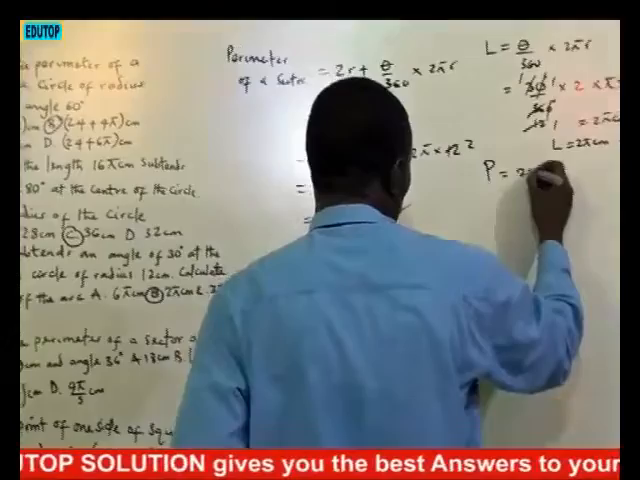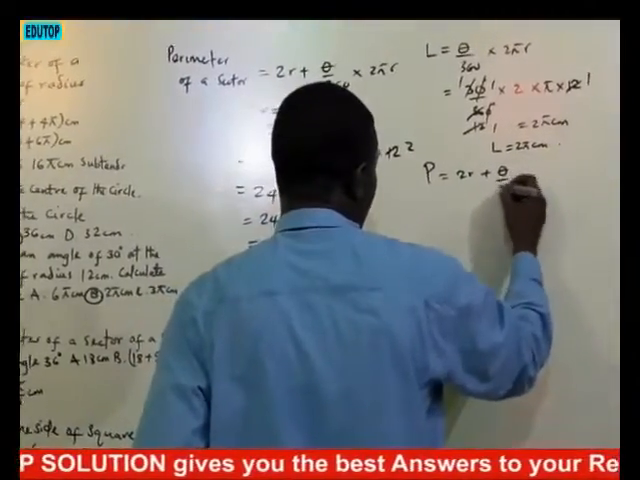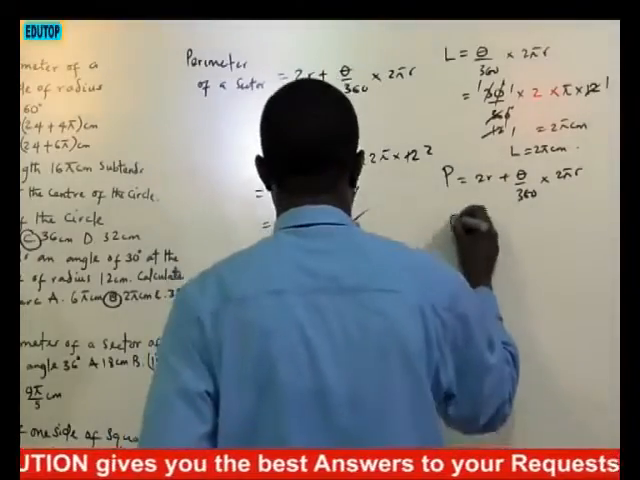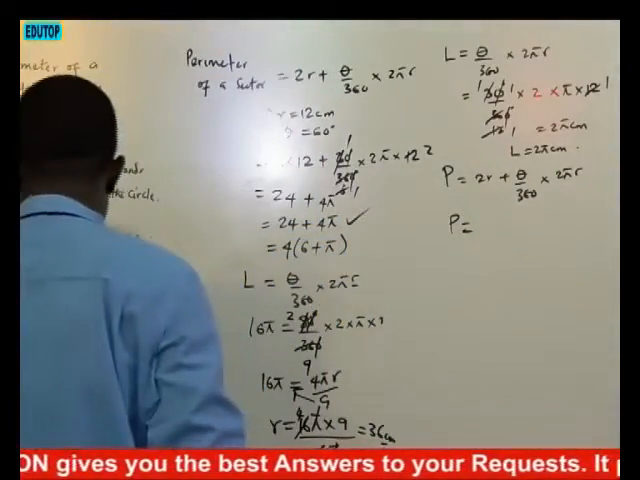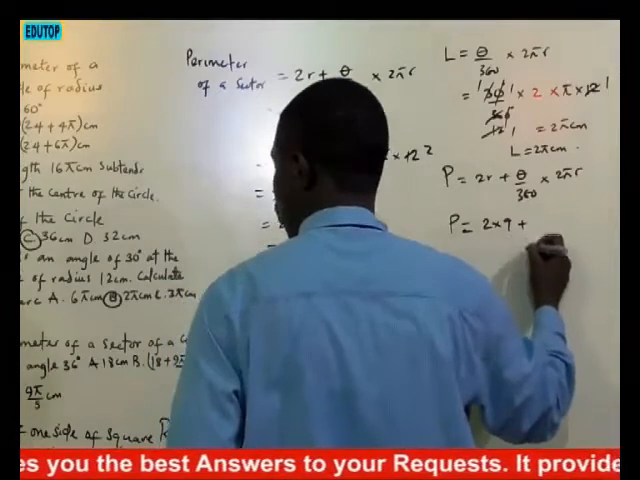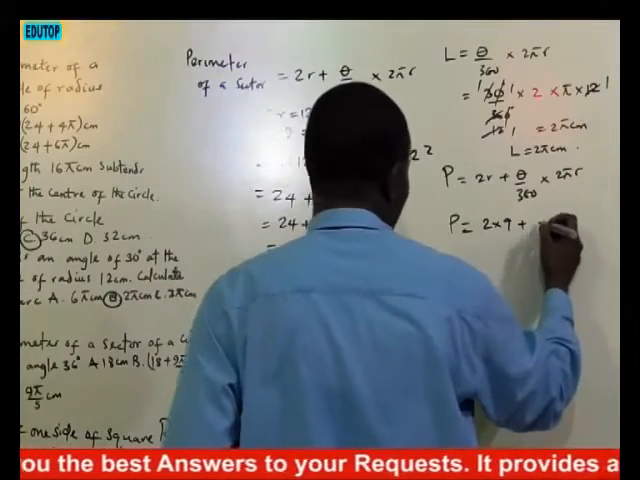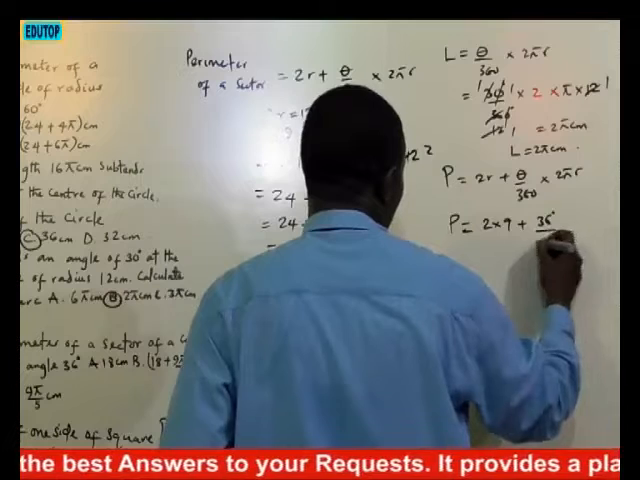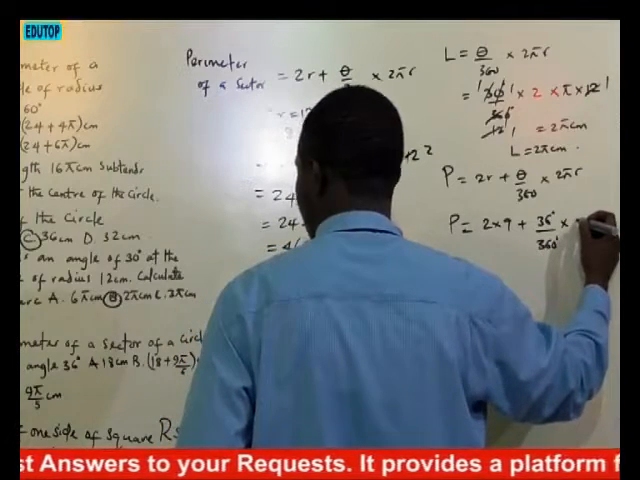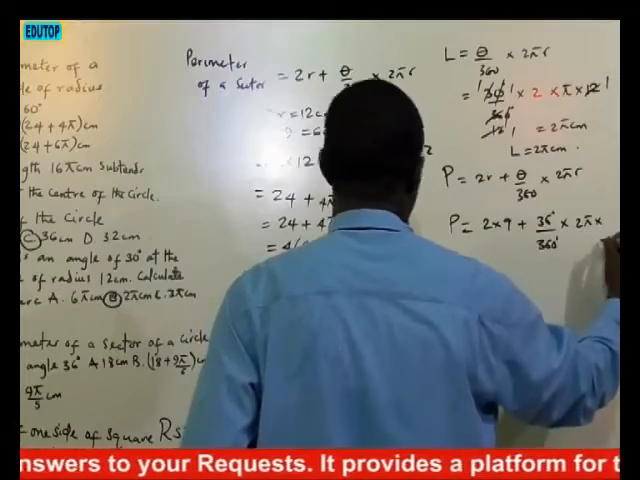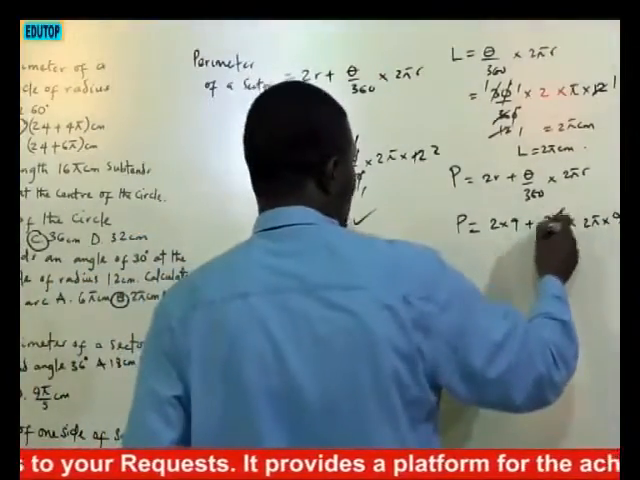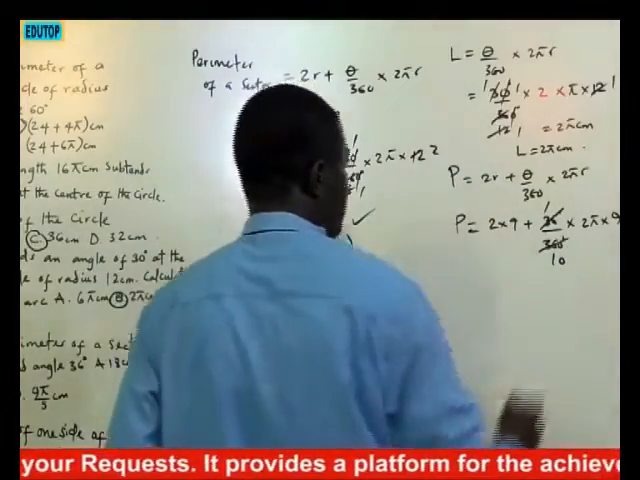The perimeter is 2r plus theta over 360 times 2 pi r. So in this situation, what is our r? Our r is given as 9. So we have 2 times 9 plus, what is our theta? Our theta is 36 degrees over 360 degrees times 2 pi times, what is our radius? 9. So in this situation, 36 here 1, 36 here 10.